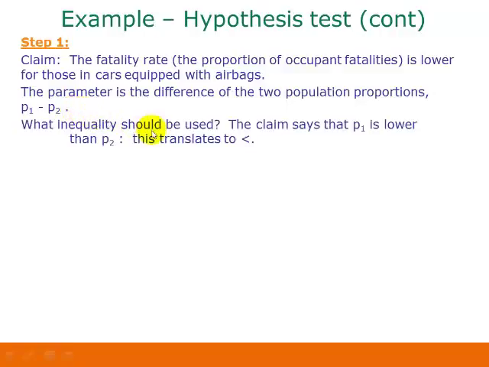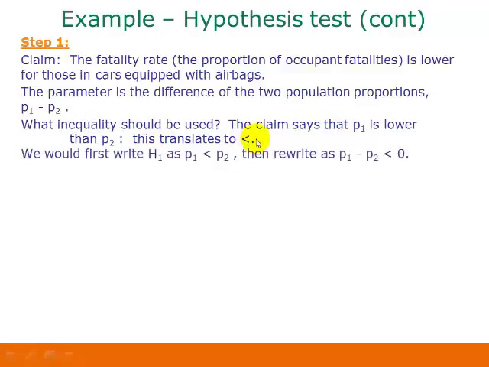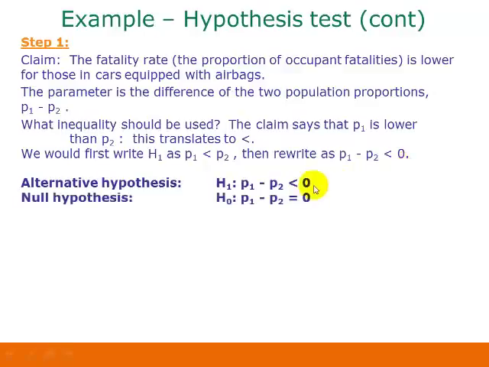And what inequality should we use? The claim says that P1 is lower than P2. So this translates to a less than. So we would first write our alternative hypothesis as P1 is less than P2, and then rewrite it as P1 minus P2 is less than 0. So there's our alternative hypothesis, and there's our null hypothesis with an equal in place of the less than.